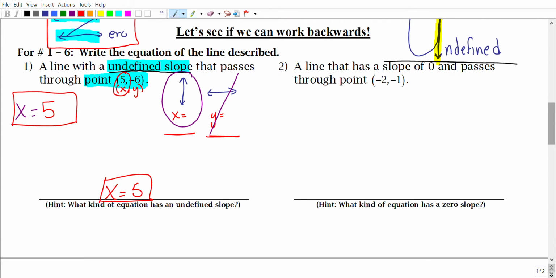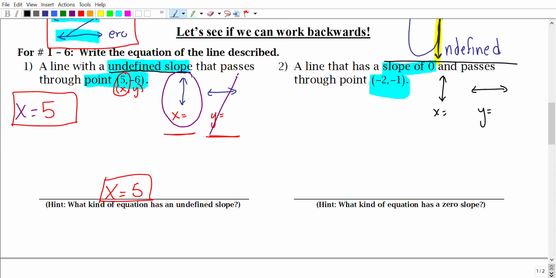So let's go ahead and look at number 2. What does it say? It says, write the equation of a line that has a slope of 0 and passes through the point -2, -1. So which type of line has a slope of 0? Well, again, we either have this option, which starts with x equals, oops, I shouldn't write x equals 0, just x equals, or we have this option. So we either have a vertical line or a horizontal line.